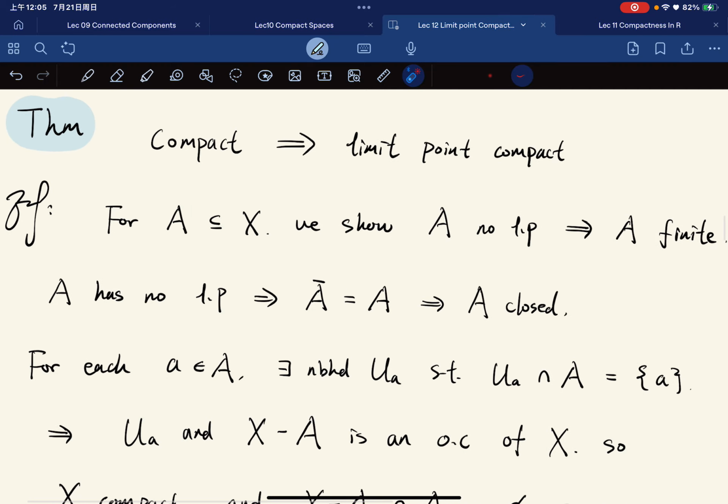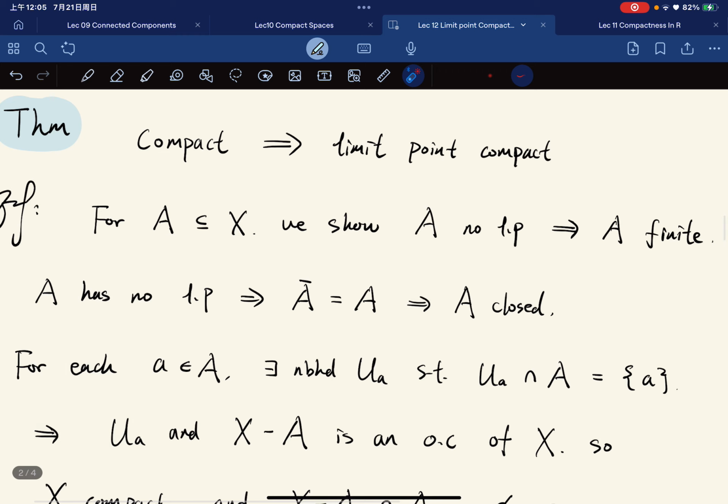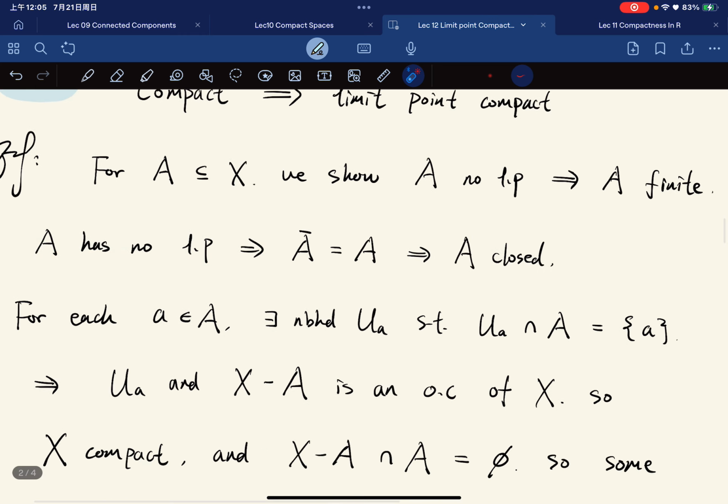So we prove it by contrapositive. We show that A has no limit point implies A is finite. Okay, so this is the contrapositive. Suppose A has no limit points, then A is closed. Remember this. Now for each element a in A, there's a neighborhood U_a of a such that it intersects A in only a itself, because it has no limit point, right?